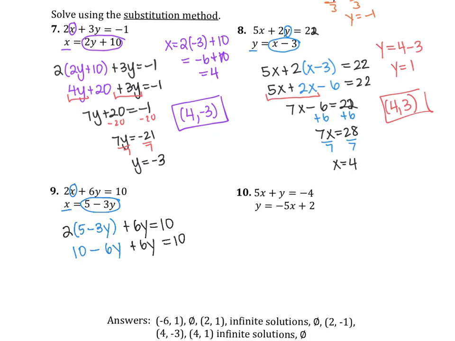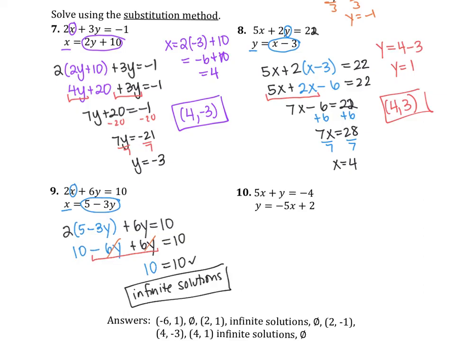Okay, now let's combine these like terms. Negative 6y plus 6y, I mean, those cancel. They're 0. They're gone. So let's bring down the 10 equals 10. This is either no solution or infinite solutions. Does 10 equal 10? Yeah, that's a true statement. Since it's a true statement, there are infinite solutions and they lie along the equations in the system.